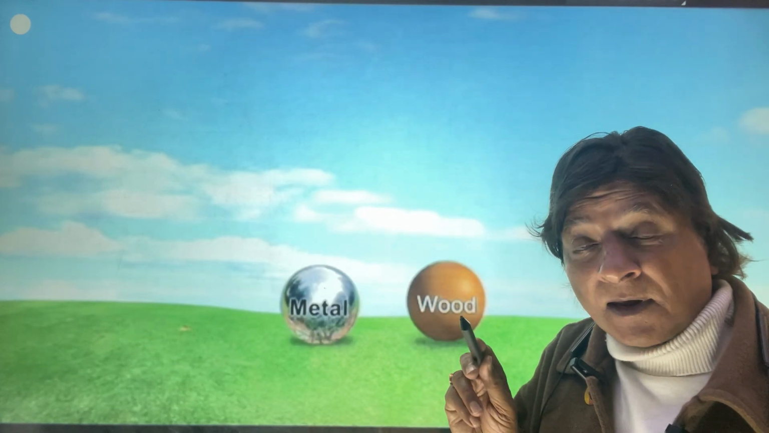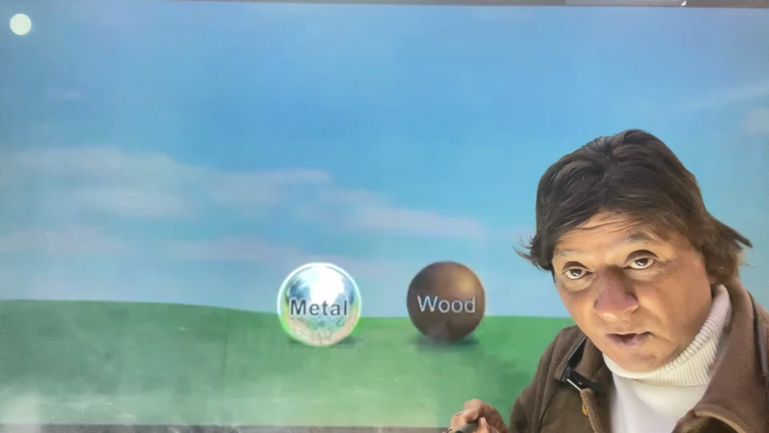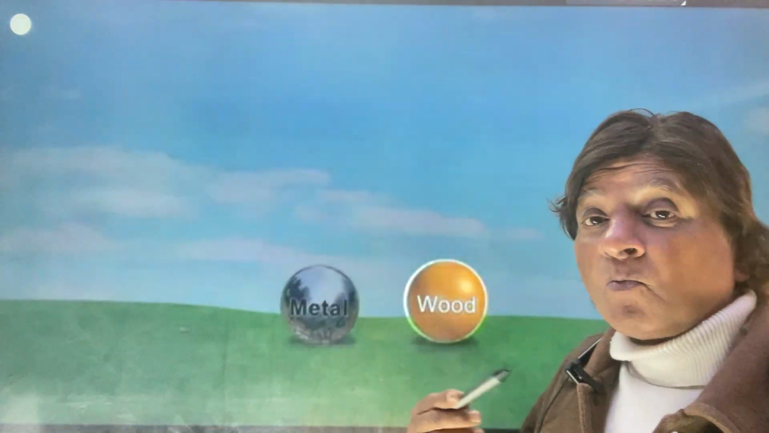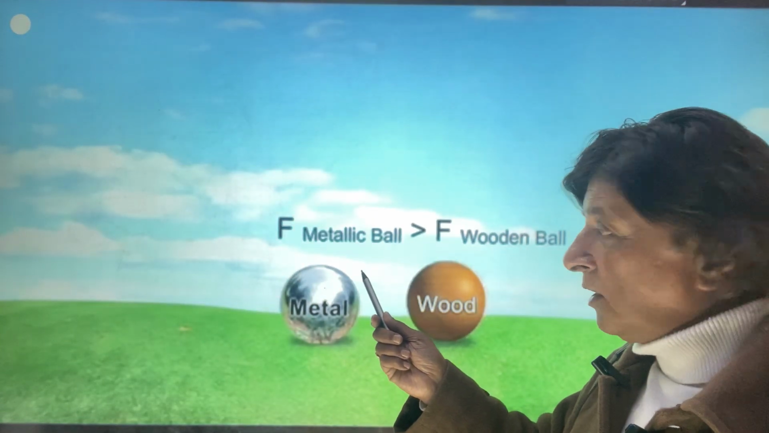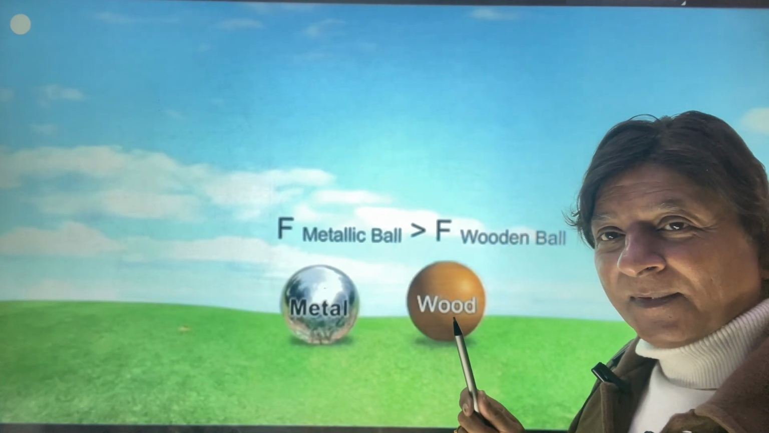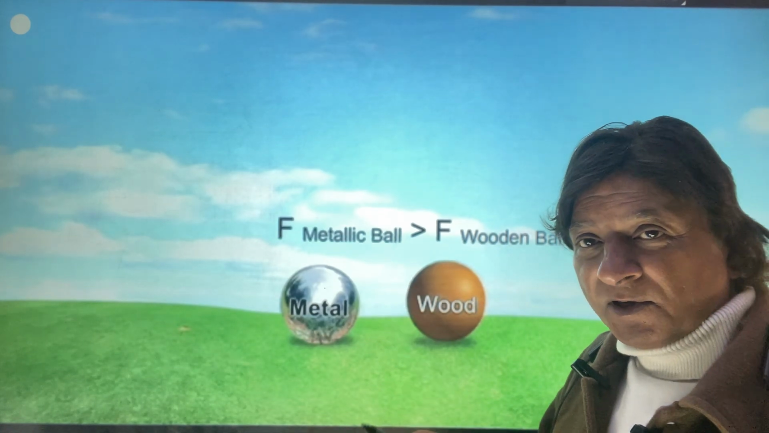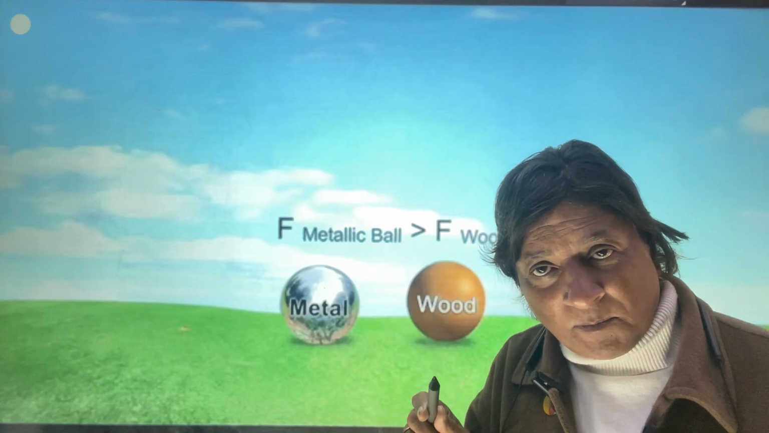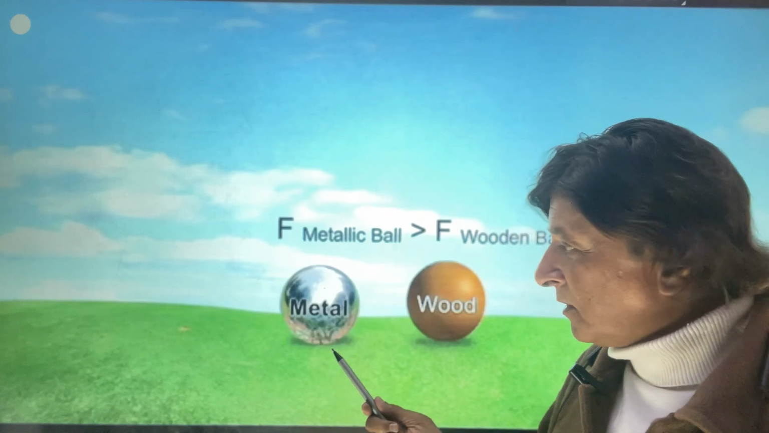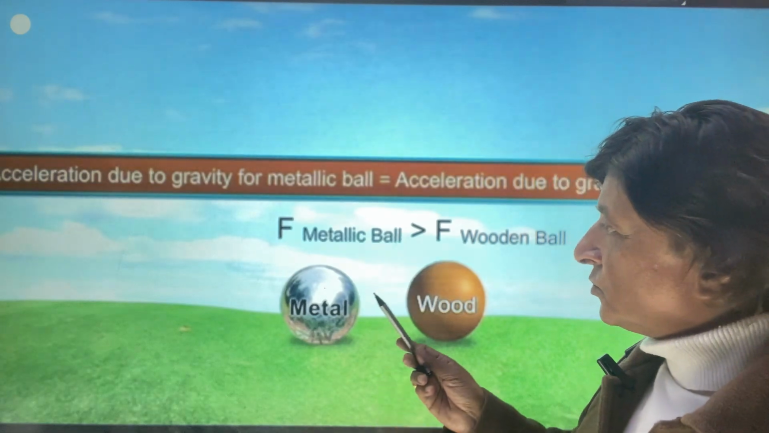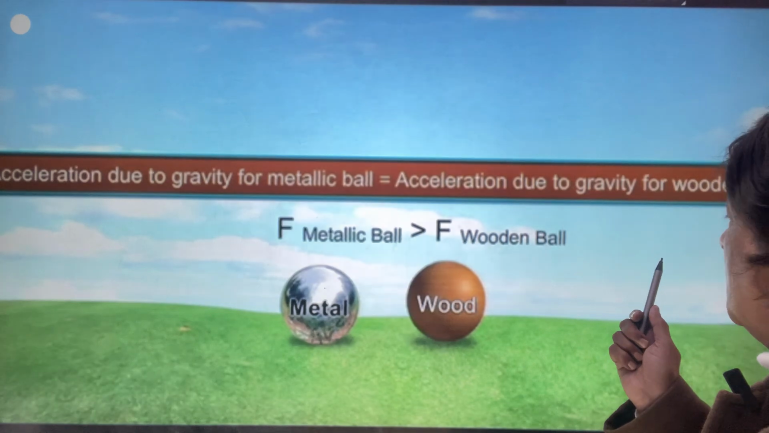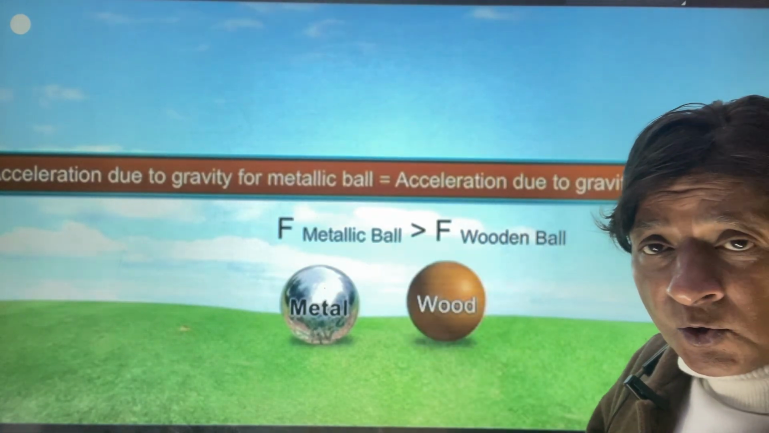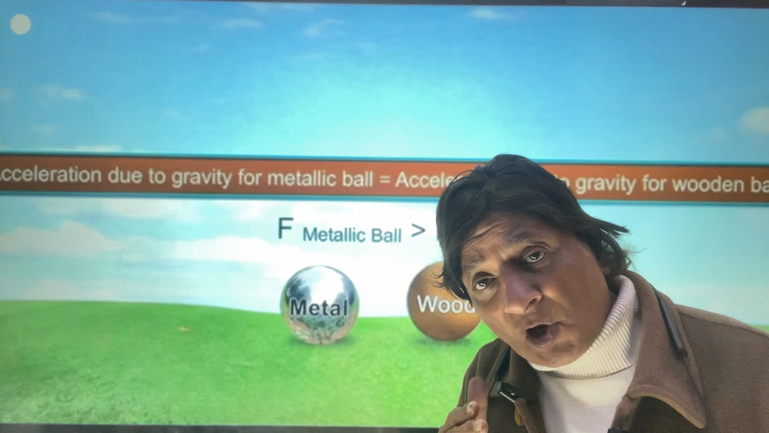Here G is the gravitational constant, capital M is the mass of the earth, and R is the radius of the earth. So it is independent of small m, the mass of the falling object. The force on the metallic ball is greater than the force on the wooden ball, of course, because the mass of the metal ball is greater. F is equal to G capital M into small m, for wooden and for metal. But the acceleration due to gravity for the metallic ball and for the wooden ball is equal. So acceleration due to gravity is independent of the mass of the body.